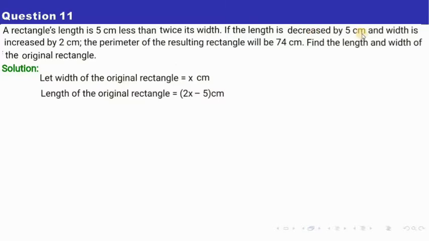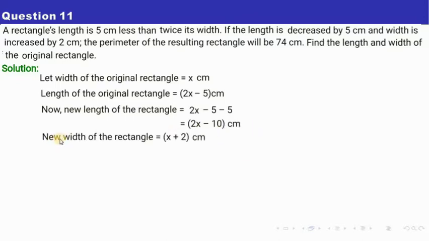Now what happened to the length? Length is decreased by 5 centimeter, so I need to subtract 5 from the original length. So we have the new length of the rectangle. 2x minus 5 is the original one, and from there I am removing 5 more. So how much is this? This is 2x minus 10. Now let us find the new width. Since it is increased by 2, original is x and it becomes x plus 2 centimeter. So this is my length and this is my breadth for the new rectangle.